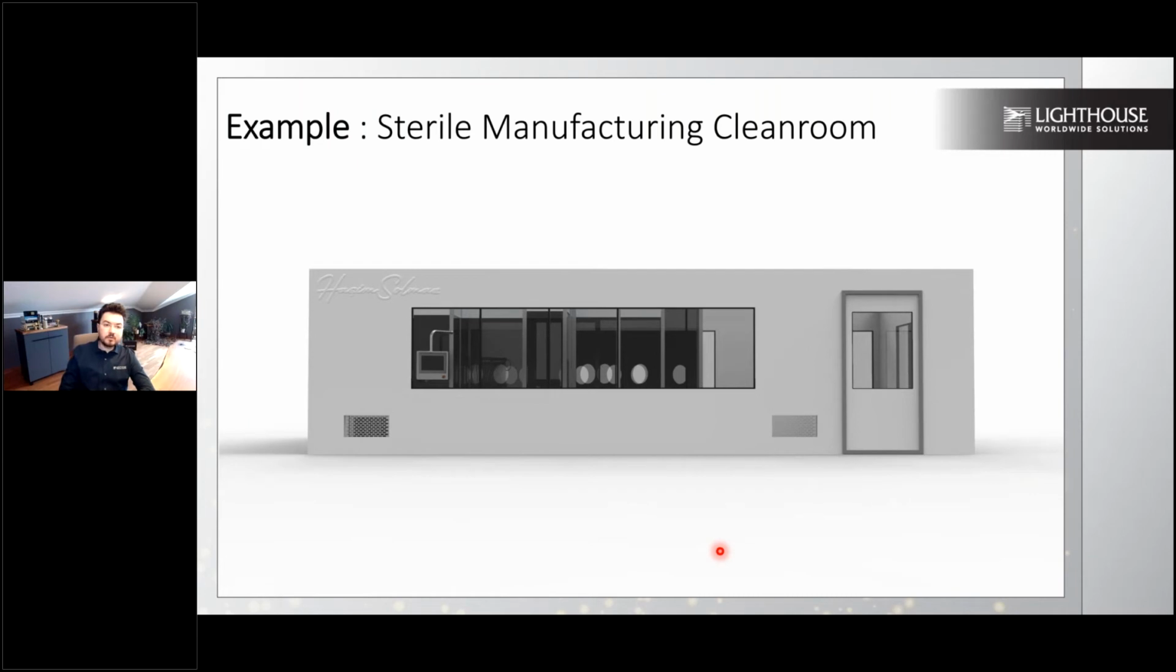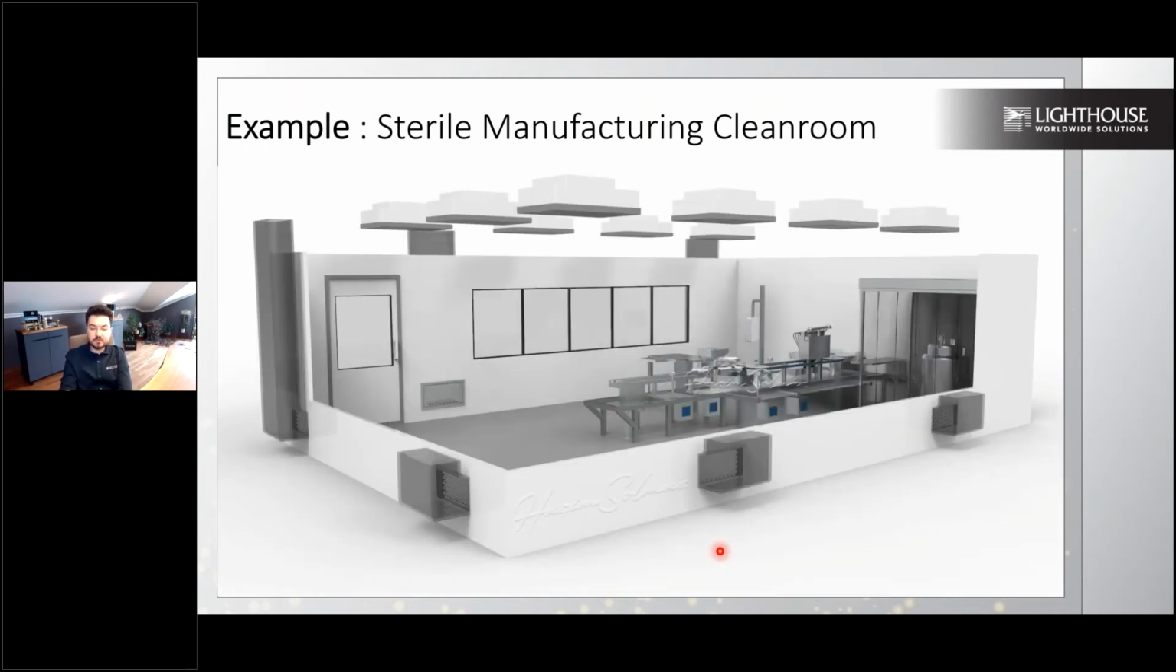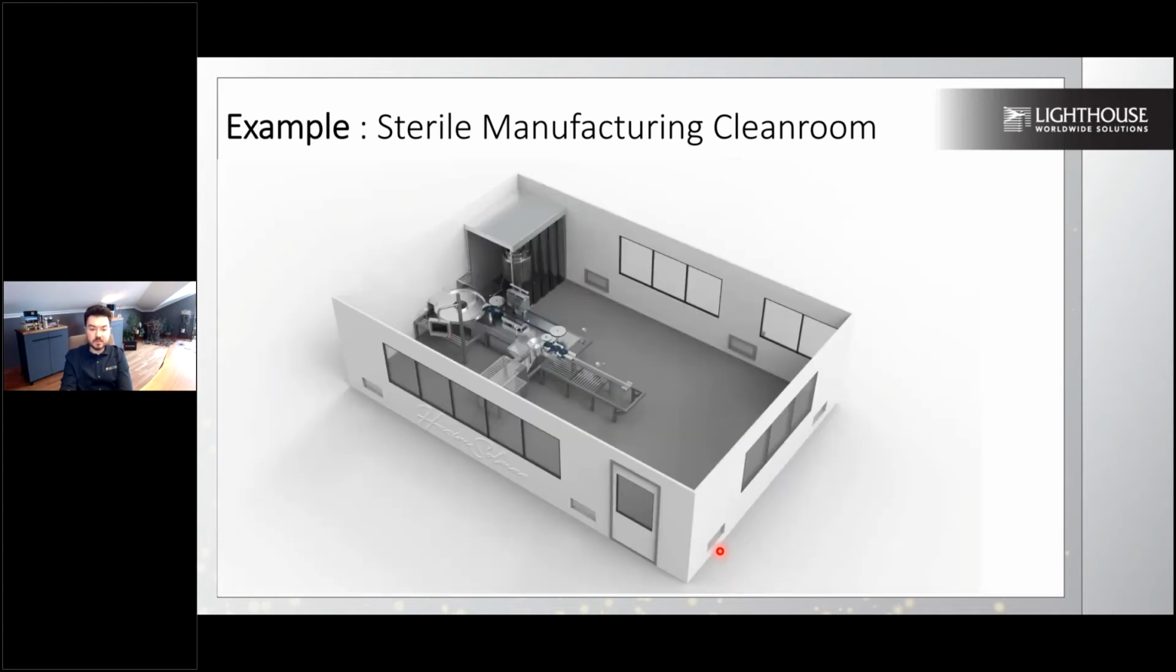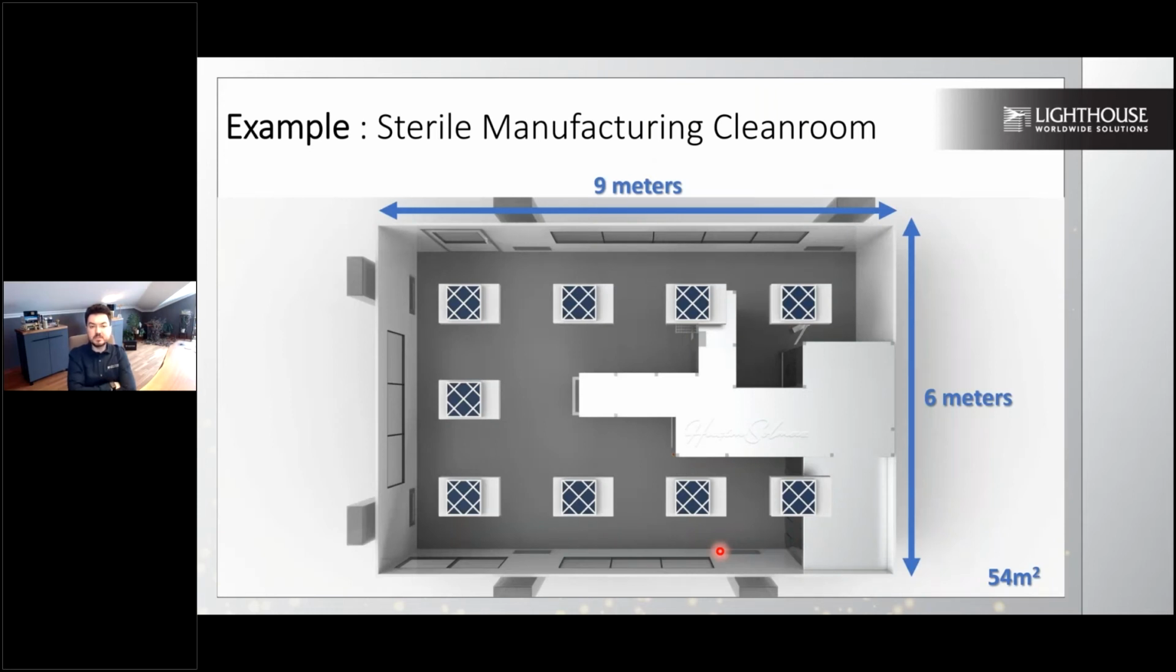There's one example for sterile manufacturing in the clean room. That's our design with HEPA filters on top. This is a production room. We are expecting it to be a rack system in pharmaceutical manufacturing. This clean room is giving us a 6 meters by 9 meters, 54 meters square of a total area with 9 HEPA filters located.